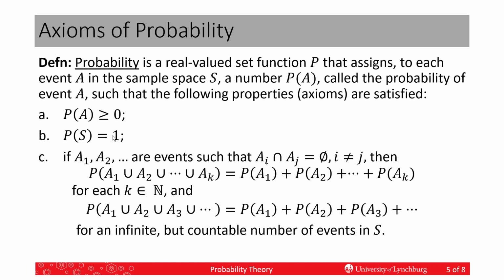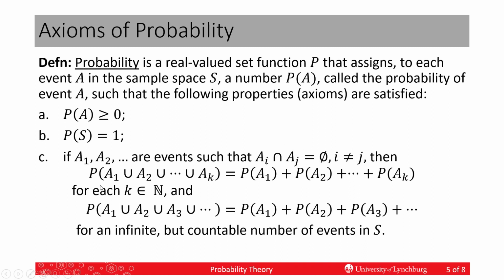So the probability of the whole sample space, that some possible outcome occurs, is going to be 1. Now, we're going to talk about A1, A2. Notice there's an infinite number of sets here. Okay, so A1, A2, there can be an infinite number of sets, and these are disjoint or mutually exclusive sets.